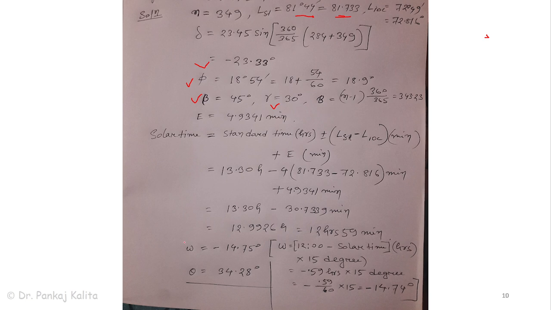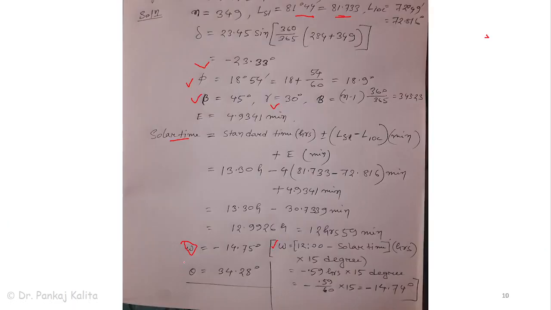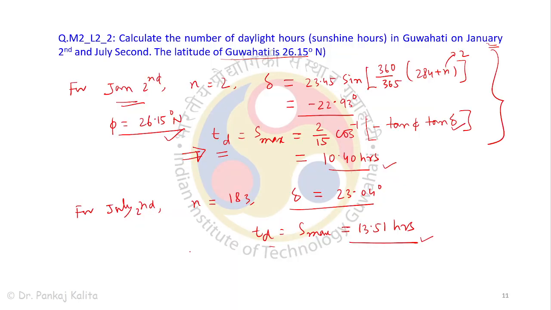To calculate omega, the hour angle, first you need to calculate the solar time. For solar time, you already know the formula. You will put all of it into the equation, you will get your hour angle, and after putting all these parameters into this big equation, you will get the value of theta that has been asked in the question. So I've just explained how to approach a question, right?